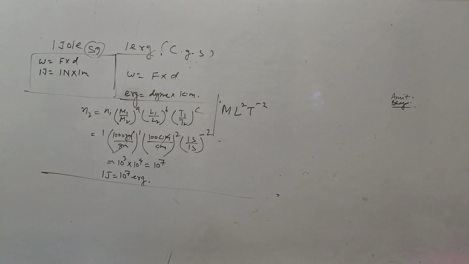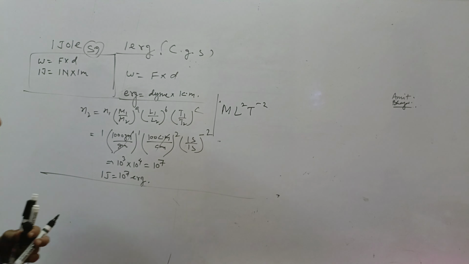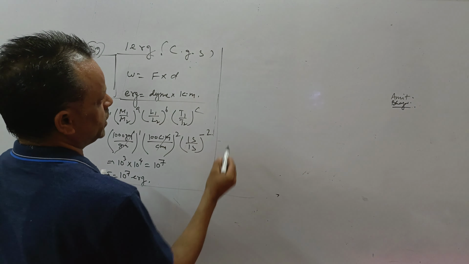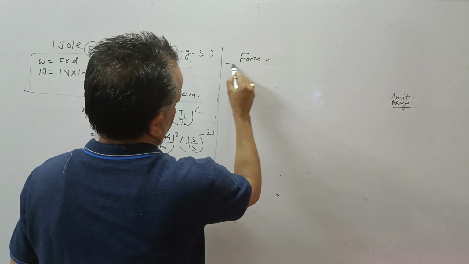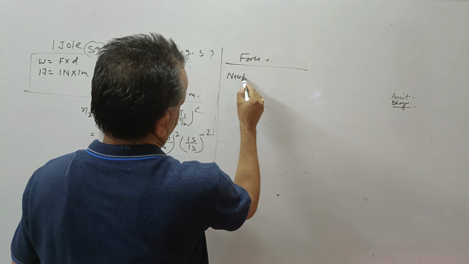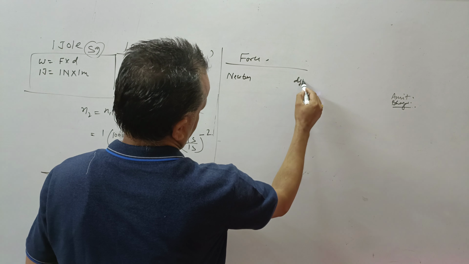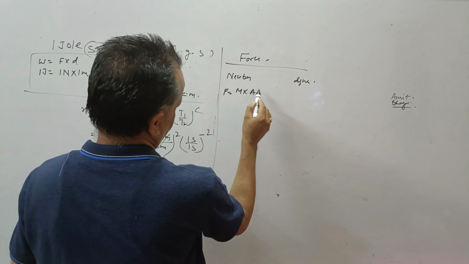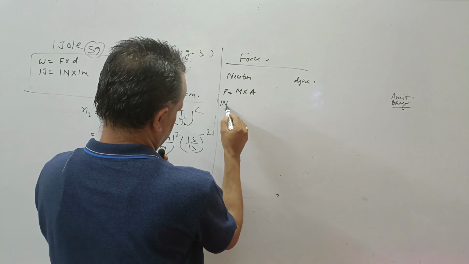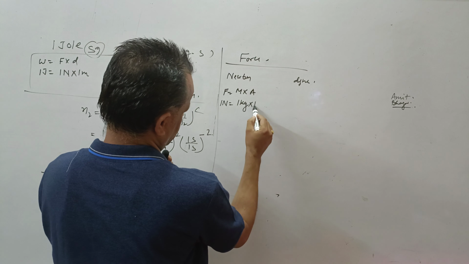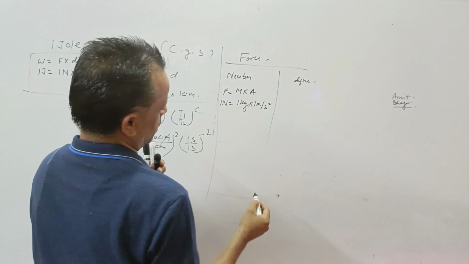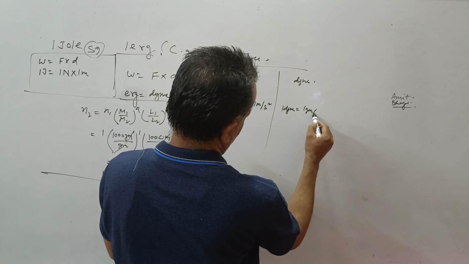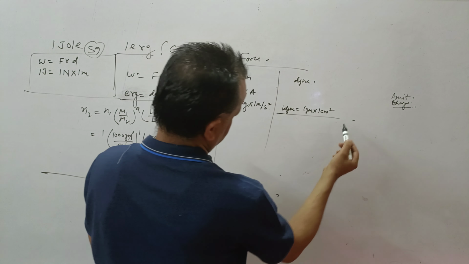Then we go for force. In case of force, the standard SI unit is newton and in CGS it is dyne. So see, force is what? Force is basically mass into acceleration. 1 newton is the force acting on a body of 1 kilogram that produces an acceleration of 1 meter per second square. But in the case of dyne, 1 dyne is that force which acts on a body of 1 gram and produces an acceleration of 1 centimeter per second square.